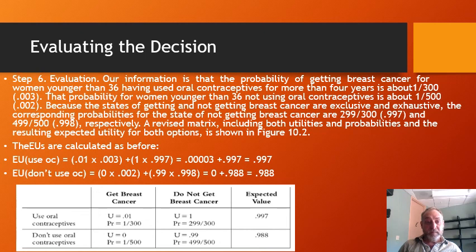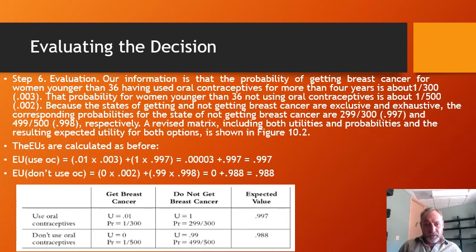Because the states of getting and not getting breast cancer are exclusive and exhaustive, the corresponding probabilities of not getting breast cancer are 299 out of 300, 0.997, and 499 out of 500, 0.998. You can see that's just the complement. So 1 minus 0.003 gives us 0.997, and 1 minus 0.002 gives us 0.998, so that we have filled out now on the matrix.